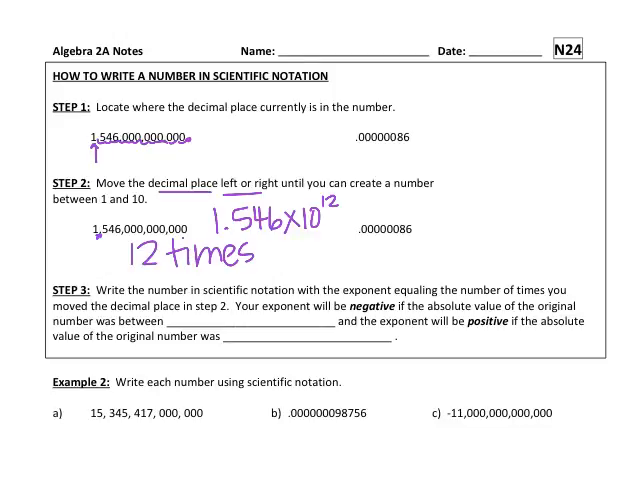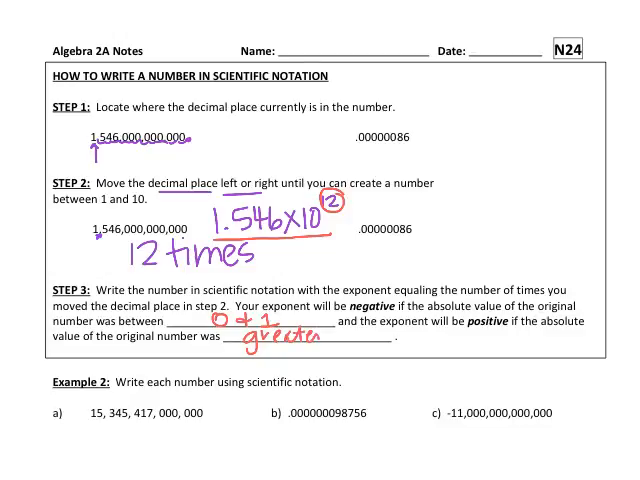All right, step 3 says write the number in scientific notation with the exponent equaling the number of times you move the decimal place in step 2, and we did that. Your exponent will be negative if the absolute value of the original number was between 0 and 1, and the exponent will be positive if the absolute value of the original number was greater than 1.